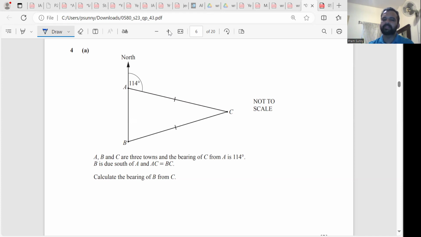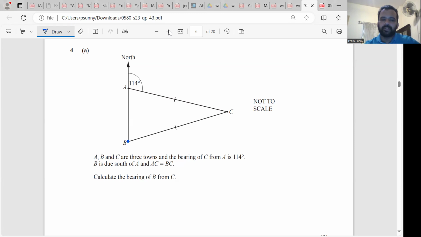AC is equal to BC means we have an isosceles triangle here where two sides are equal. If two sides are equal, we know that the angles opposite to those two sides are also going to be equal. Calculate the bearing of B from C. We need to calculate the bearing of B from C.